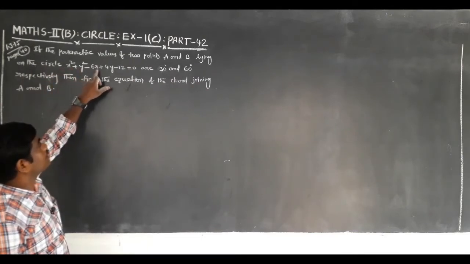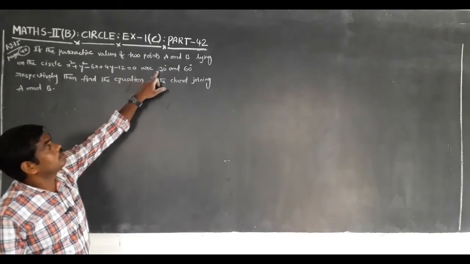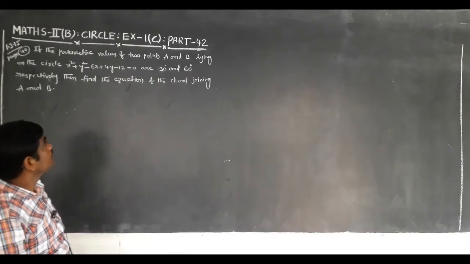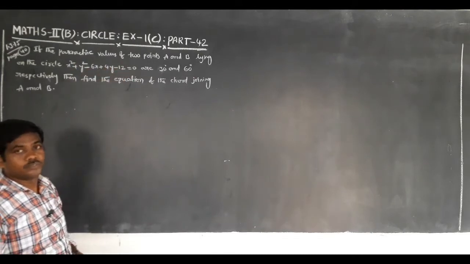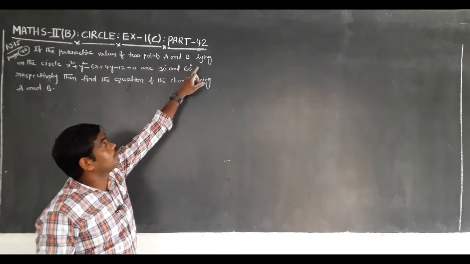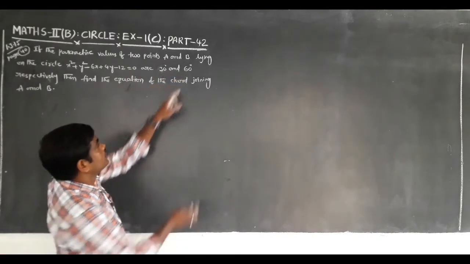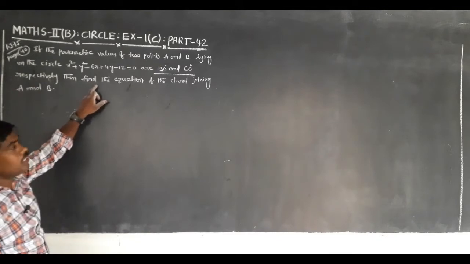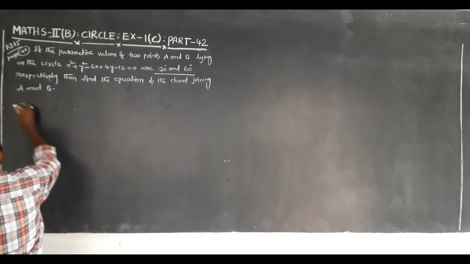are 30 degrees and 60 degrees. The parametric values of the 2 points capital A and capital B lying on the circle are 30 degrees and 60 degrees respectively. Then find the equation of the chord joining capital A and capital B.